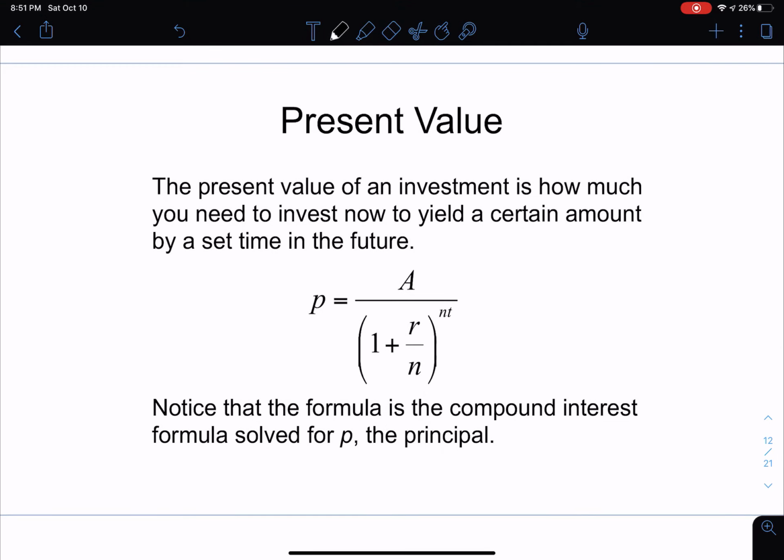All right. Sometimes you're interested in knowing, well, how much do I need to invest today so that I can meet a certain goal in the future? And the present value formula lets you do that. Basically, it's the formula we just did, but we just divided both sides by the 1 plus r over n to the nt. So now you can solve for P, or principal. How much principal do I need to invest today so I have the future value A at this interest rate with this compounding information?